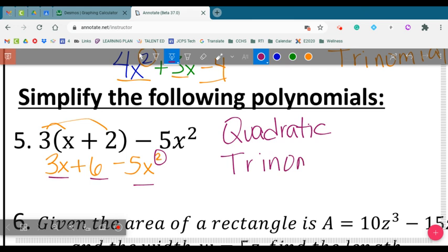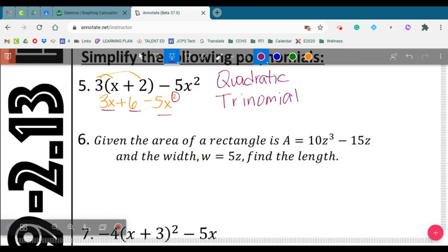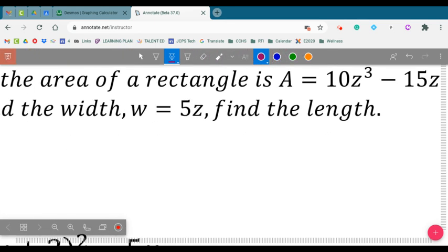I'm going to keep classifying them, you guys, just so we can get some more practice. Okay, it says given the area of the rectangle, A equals 10z to the third minus 15z, and the width 5z, find the length. So we have to divide those. So we're going to do 10z to the third minus 15z divided by 5z.